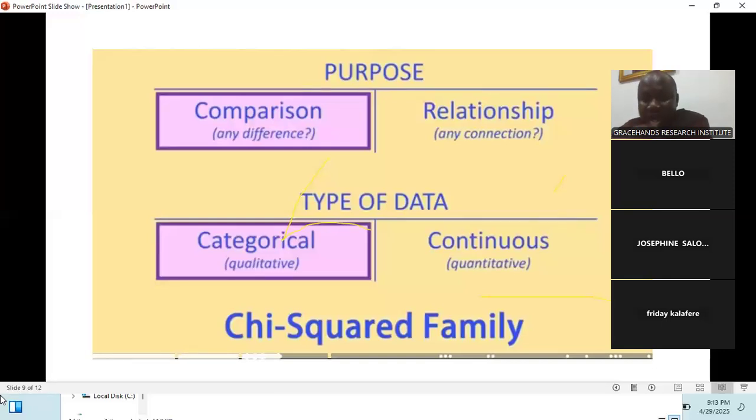So chi-square, ANOVA, those are data analysis techniques that have two variables. Now look at it. I'm trying to explain chi-square to us. Two variables, I told you, at minimum two variables. So for chi-square, one variable must have comparison, one variable must be categorical.